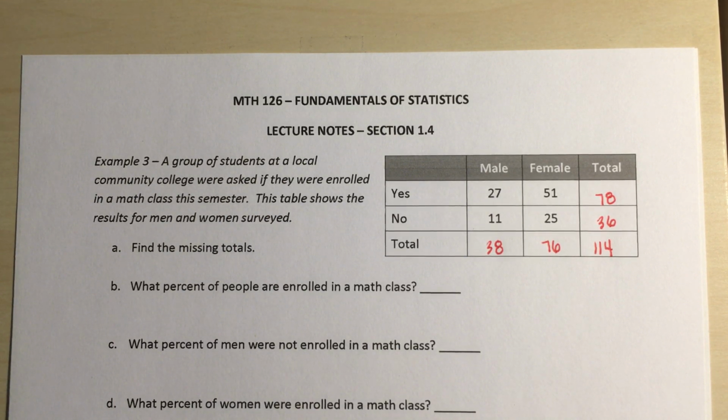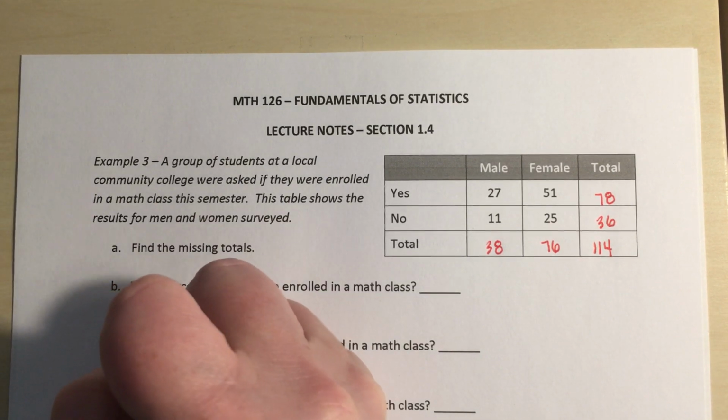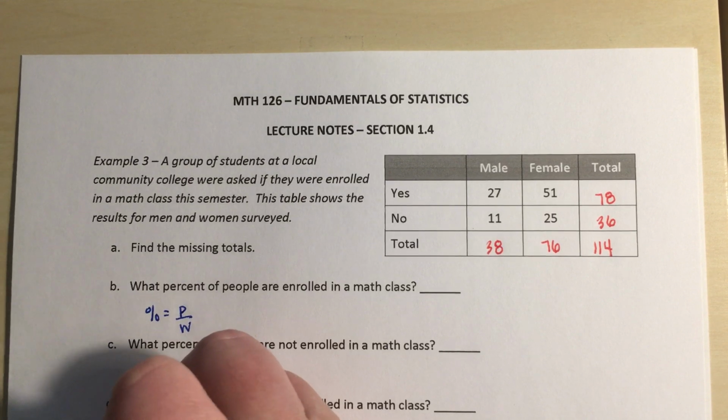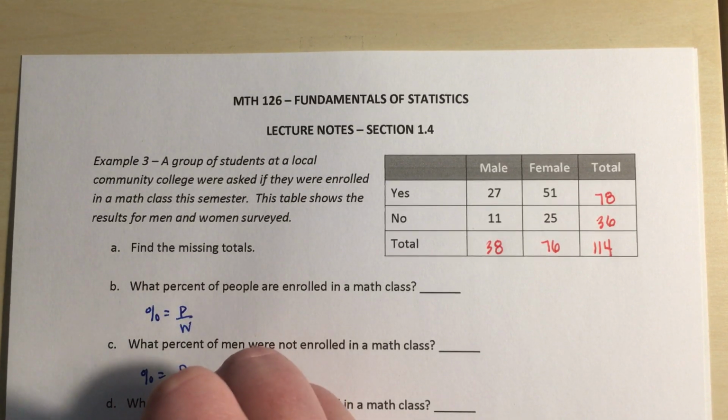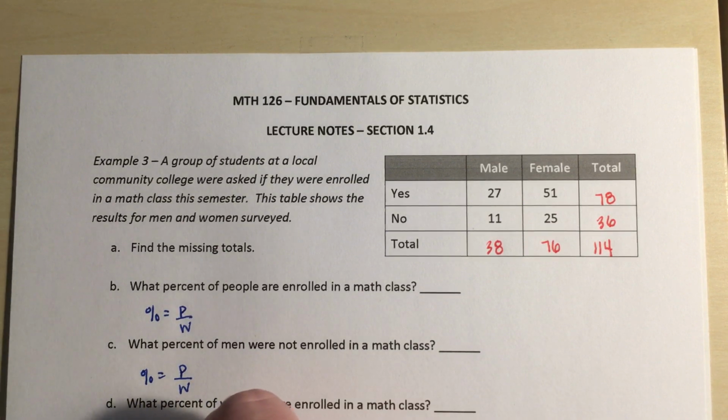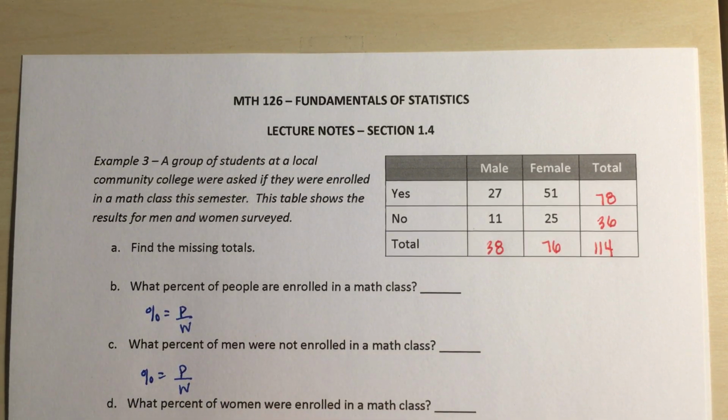All right, so for B, what percent of people are enrolled in a math class? As we're going through all of these, remember we're using our basic percent formula. Percent equals part divided by whole. For B through E, we're looking for percents, so we're going to keep using this same division formula over and over again.